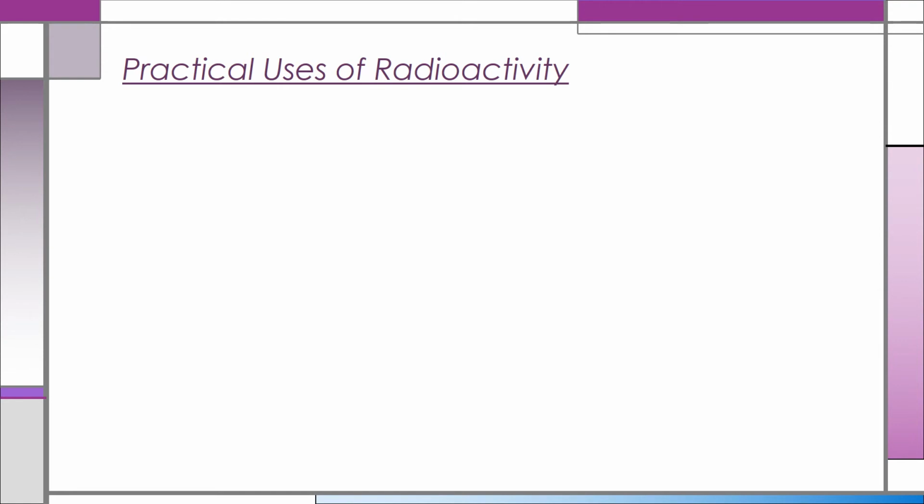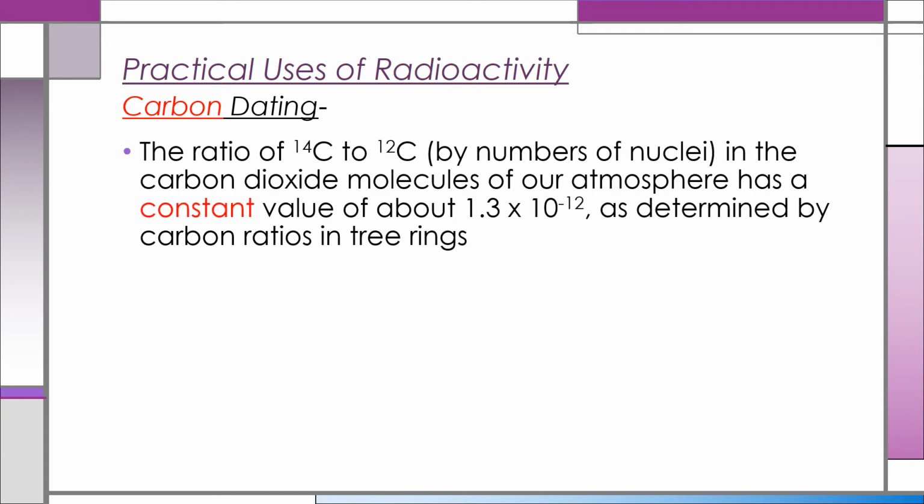So what are some of the practical uses of radioactivity? How can we use this to our advantage? One of the big things that we like to use is something called carbon dating. And no, this isn't a dating website for carbon-based life forms. This is how we age things that died a long, long time ago. Now, it just so happens that carbon has a couple of really common isotopes, carbon-12 and carbon-14, that are both relatively common in the atmosphere.